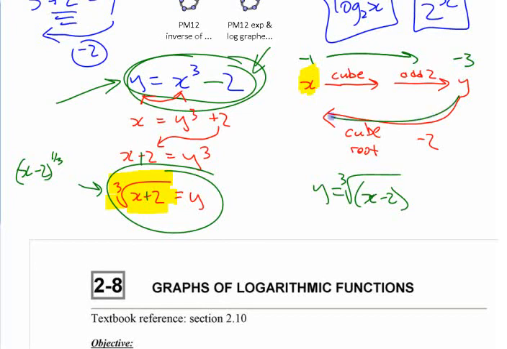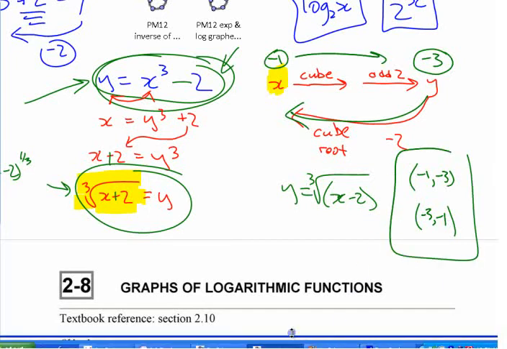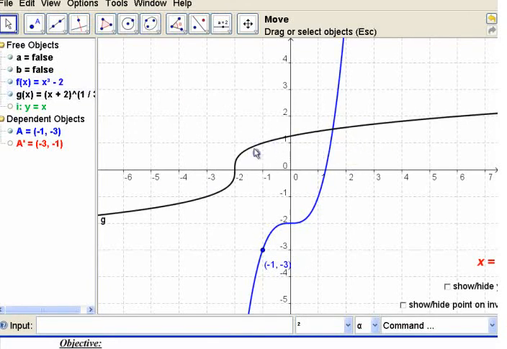If I'm going back, what's going to happen? Take a -3 and turn it into -1. If -1, -3 is on the original function, what point has to be on the inverse? -3, -1. You reverse the coordinates, right? The coordinates of all the points on this inverse are going to be just the reversed coordinates of this. So there's, maybe not, there is. Oh, I got it because I did this. Okay, there's that point that corresponds to this.